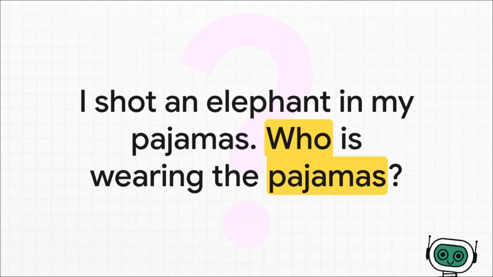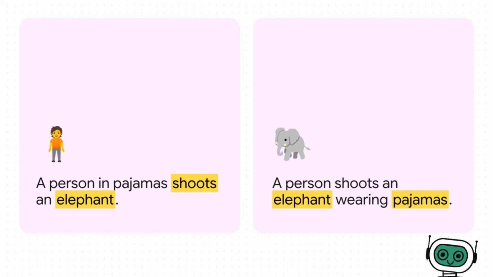All right, let's start with a classic puzzle. Listen closely to this sentence. I shot an elephant in my pajamas. So, who's wearing the pajamas? To us, the answer is probably obvious. But for a machine, it's genuinely ambiguous. Is it me in the pajamas or the elephant? Without understanding the sentence's structure, both are possible.